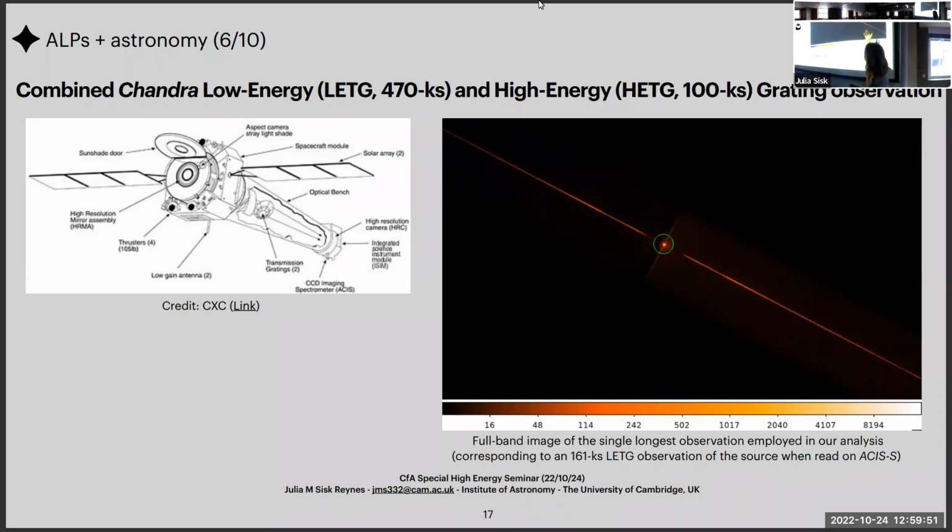As you can see, this is one of the 5 observations that we use. In total, we use 570 kiloseconds, so a lot of exposure time in X-ray speaking terms. And you can see that the AGN is delimited by this green circle. This is the extraction region, and it's incredibly luminous compared to its surroundings. So this is a very luminous object that is promising in this type of study.